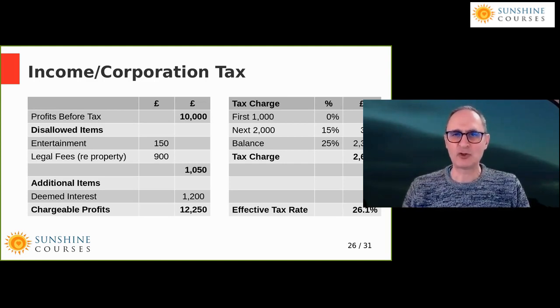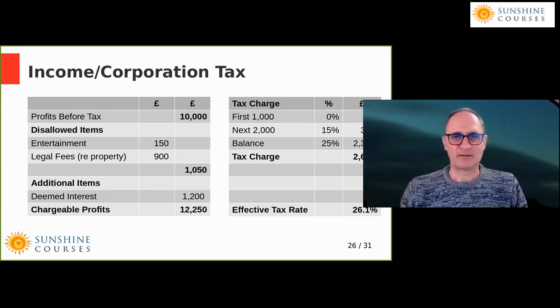Legal fees, not all legal fees are allowable. So if you're buying property, you can set those legal costs against capital gains, but you can't set those costs against your trading profits because it relates to property, which is not a trading item. So you add back disallowable items. In certain laws, certain cases, there's other deemed income. So sometimes if you've got certain types of loans to people where there's interest free, the law sometimes deems that you've charged them interest. So you have to pay additional tax. So you then calculate the amount of profits that are chargeable to tax.